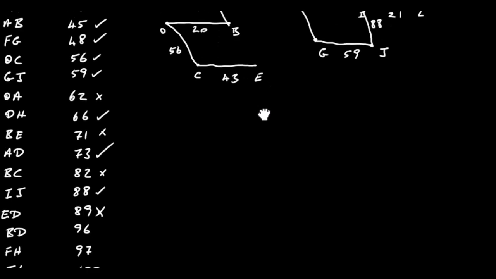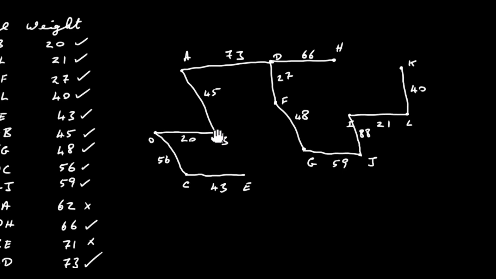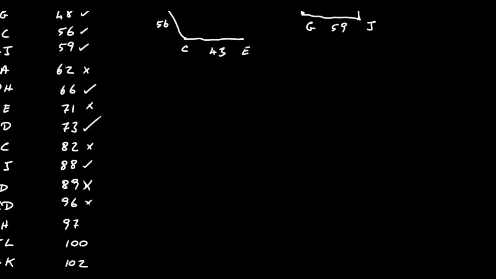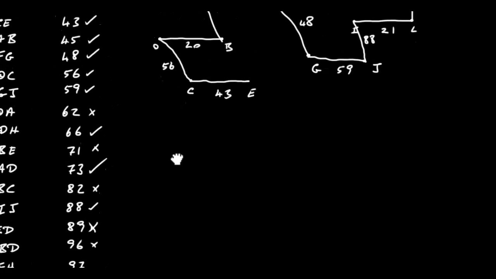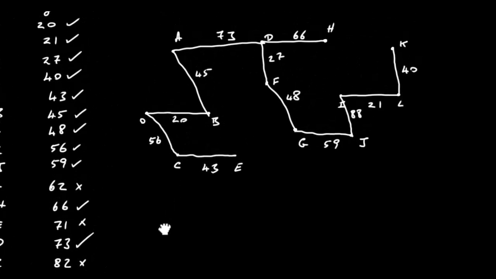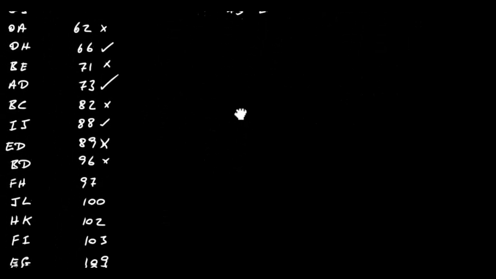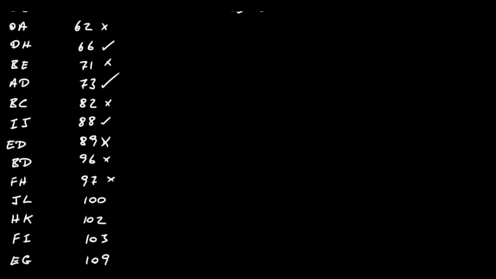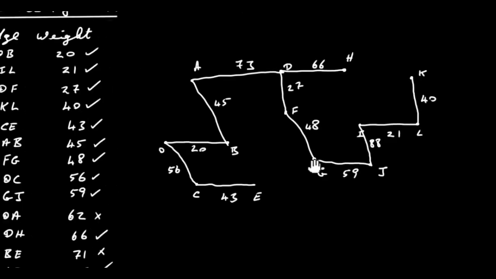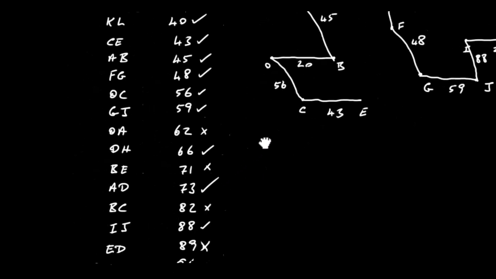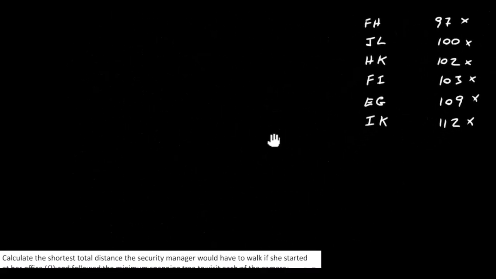BD is 96. So let's see, from B to D, that's going to form a cycle, so I can't use that one. The next one then is FH. Can I use FH? I think I may actually be finished at this stage. Yeah, FH is going to form a cycle as well. In fact, all of these will be cycles, so I can't use any of those remaining ones. I've ended up with the same spanning tree as I did earlier when I did Prim's algorithm. Okay, so let's have a look at the next part of this question.